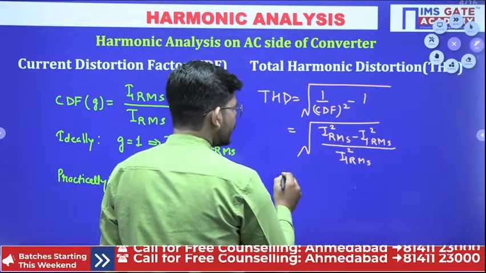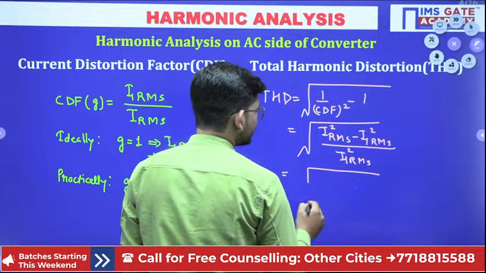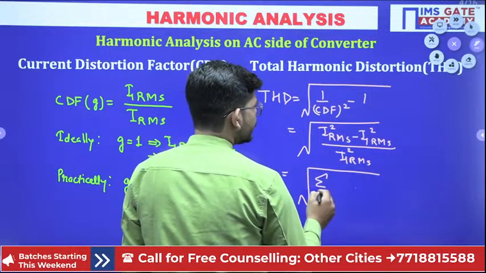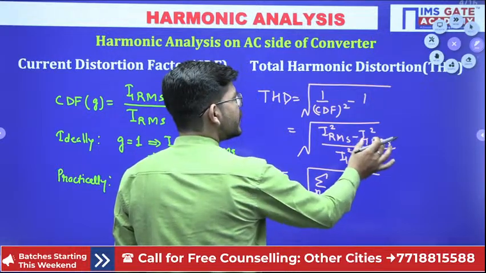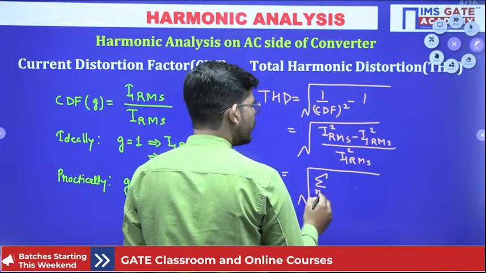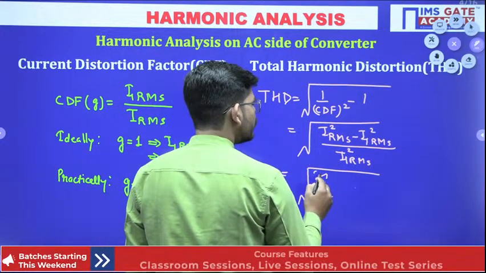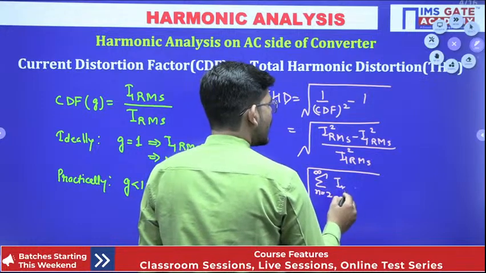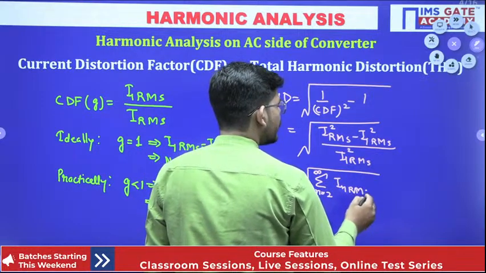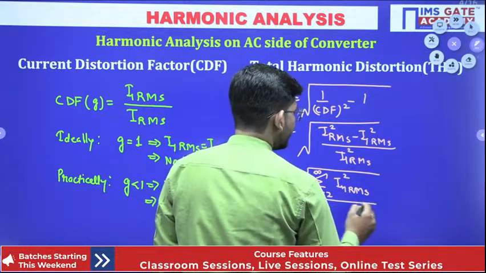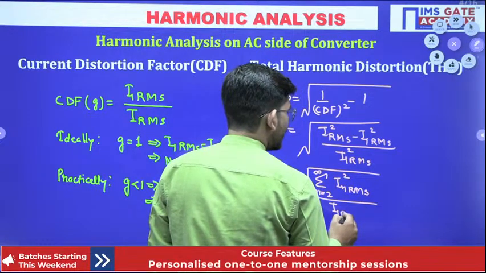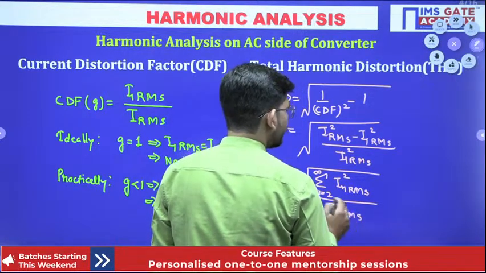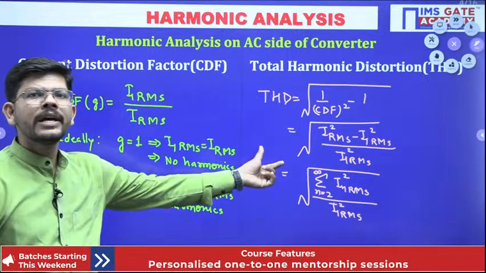Now we may write the numerator like this as well. The numerator is basically, we are subtracting the fundamental component from the RMS component, so it might be equal to the sum for n equals 2 to infinity of IN RMS square, divided by I1 RMS square. So this is how we will calculate the total harmonic distortion.